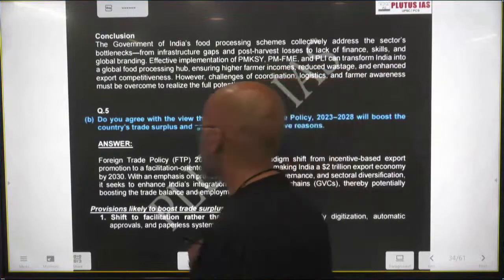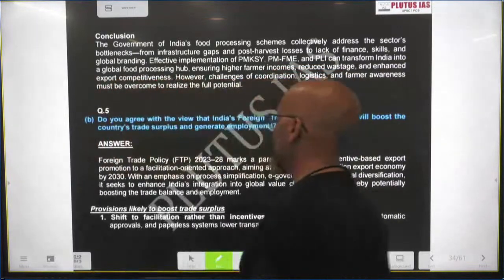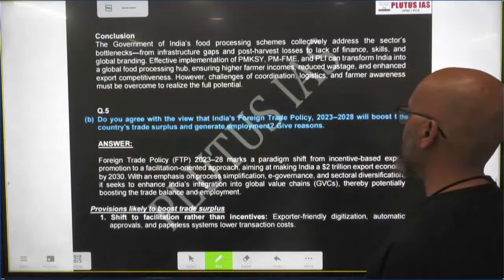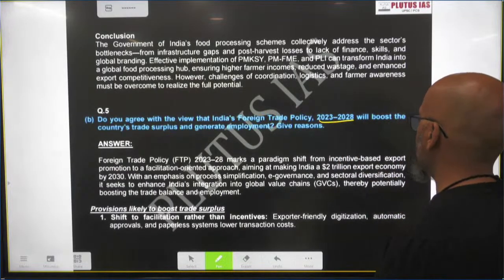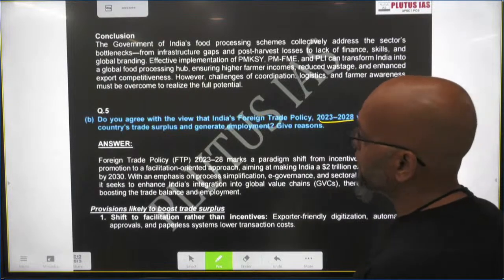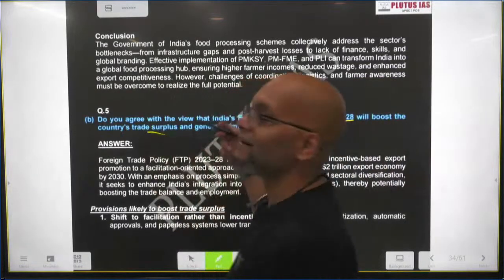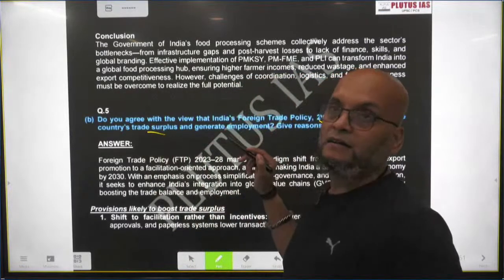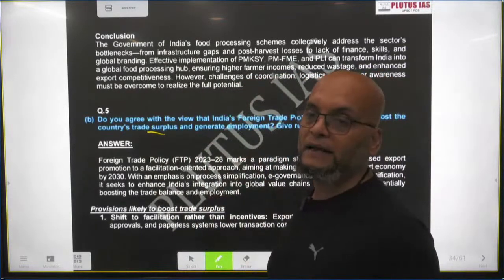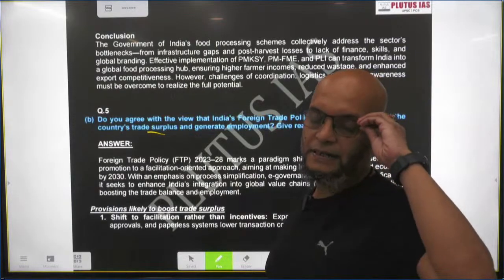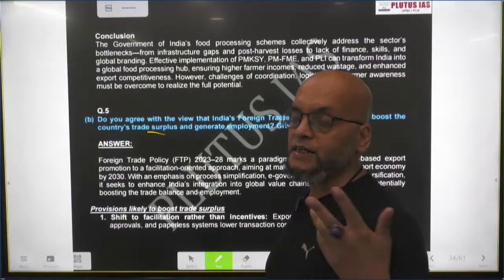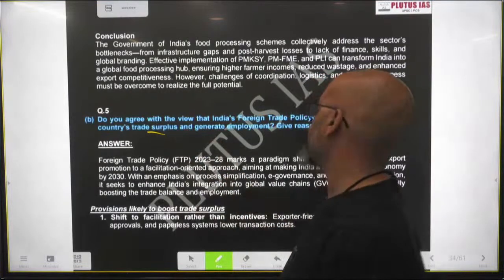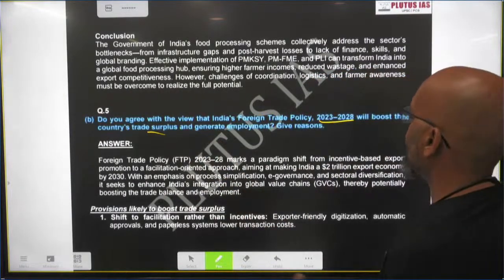Fine. Next is: do you agree with the view that India's Foreign Trade Policy 2023-28 will boost the country's trade surplus and generate employment? Give reasons. Again related to trade, the tariff issue that has been going on with America. I have said it repeatedly to my students that this is very important, questions will come. Two questions came in GS 1 here.